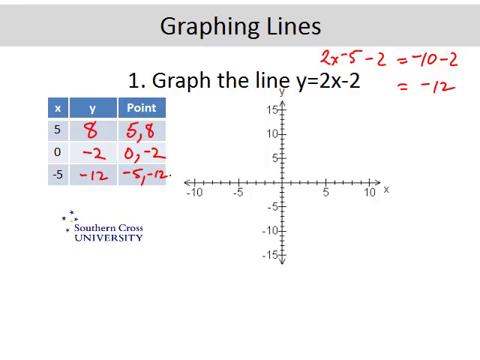Now if we plot each of those points, 5, 8, and for me on this computer screen it takes a fair bit to do this. 0, -2, that one's good, and -5, -12 will be about here. And then if we get a ruler, line up, hopefully those 3 points should form a line. Okay, and that's our line.